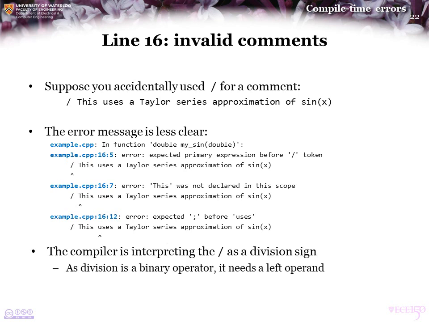The compiler is actually interpreting, or at least trying to interpret, the single slash as a division sign. And as you know, division is a binary operation, and therefore needs both a left and right operand. The first error message says, wait a second, I don't have a left operand. I need something before the slash. On top of that, what comes right after the slash is this, but this is an identifier that has not been declared in this function. So this was not declared in the scope of this function.